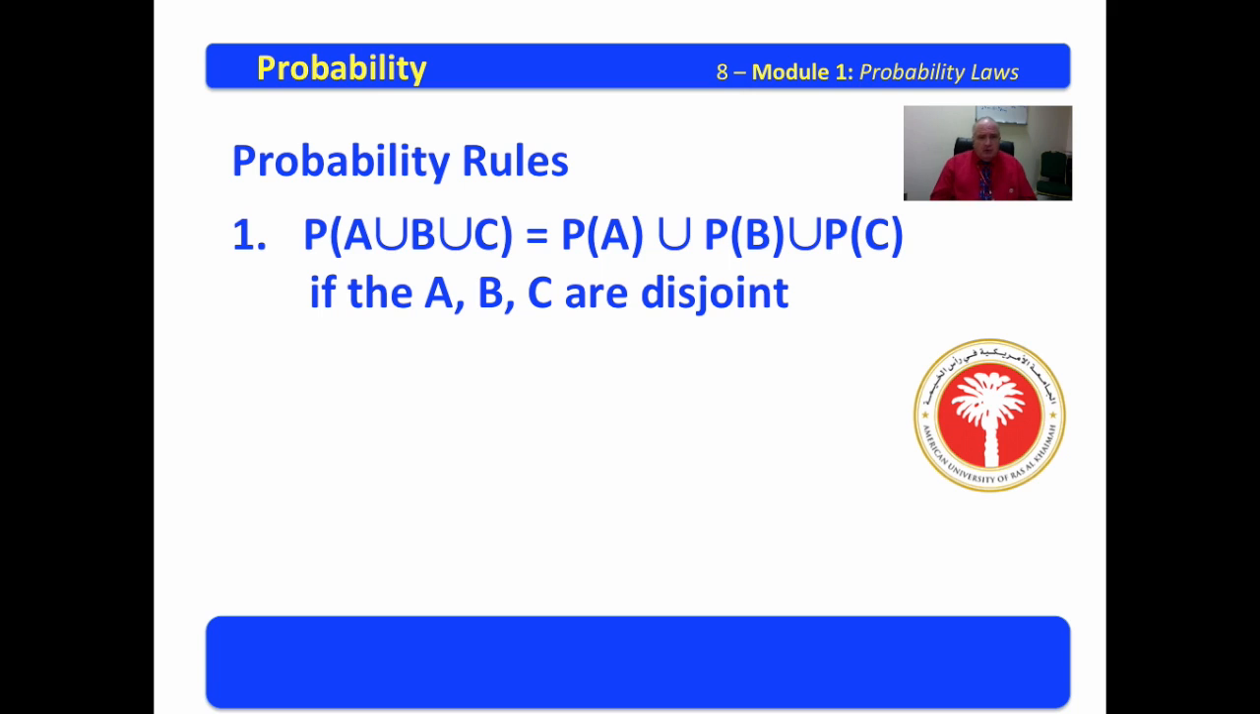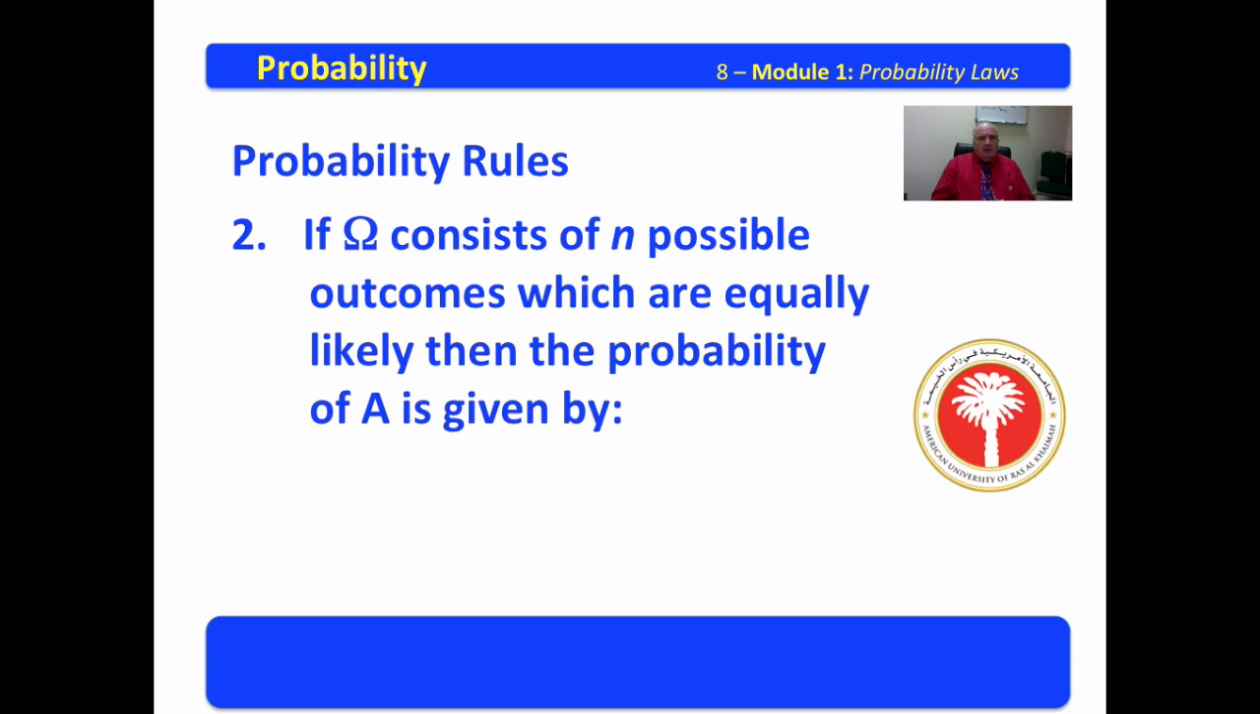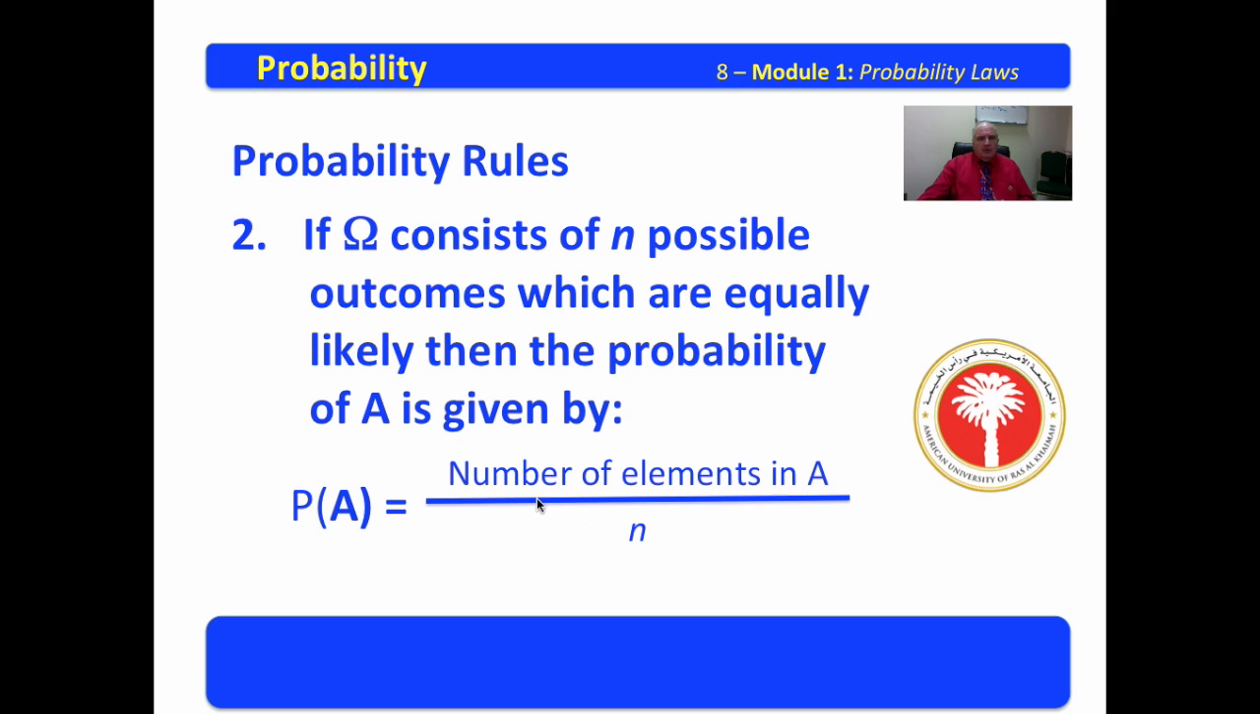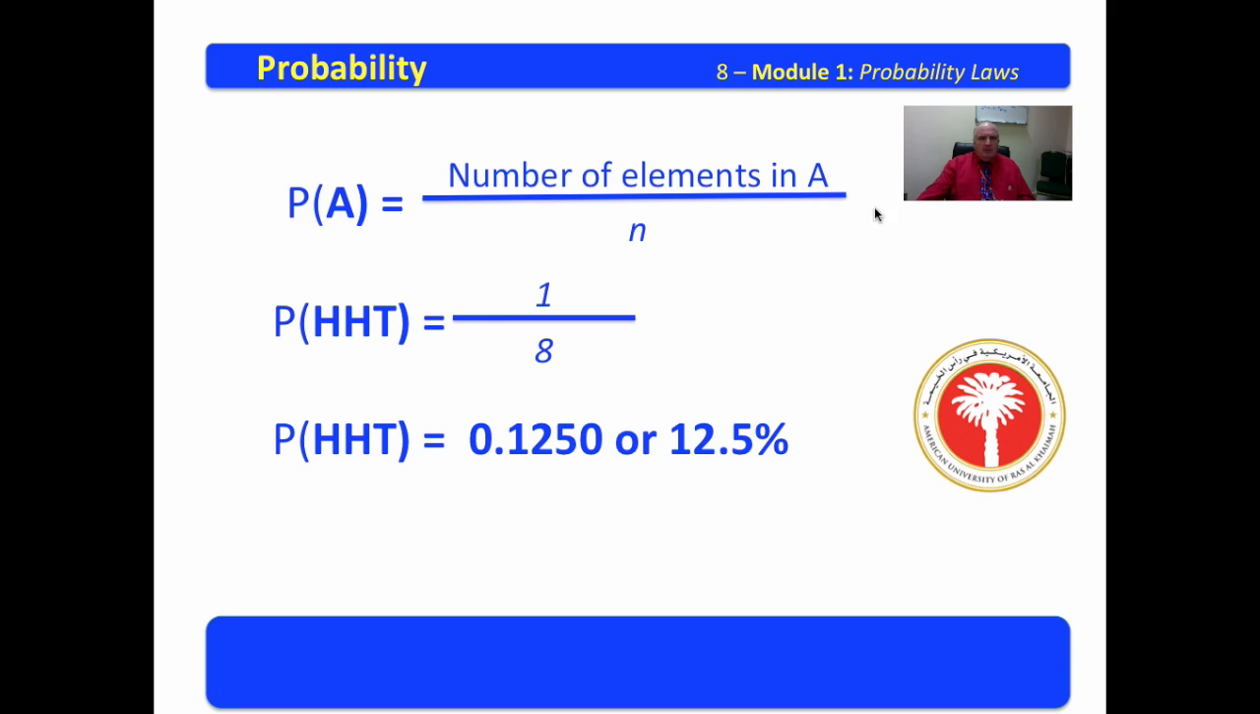Now, some of the probability rules. In this rule, the probability of A union B union C is equal to the probability of A plus the probability of B plus the probability of C if A, B, and C are disjoint. If the omega, or the sample set, consists of n possible outcomes which are equally likely, then the probability of A is given by the following formula: the number of elements in A divided by the number of possible outcomes.